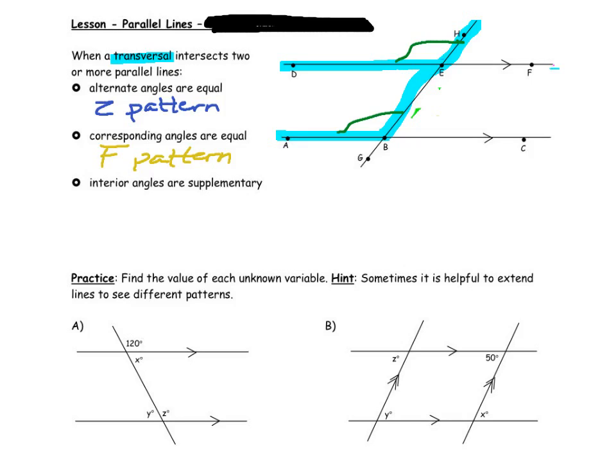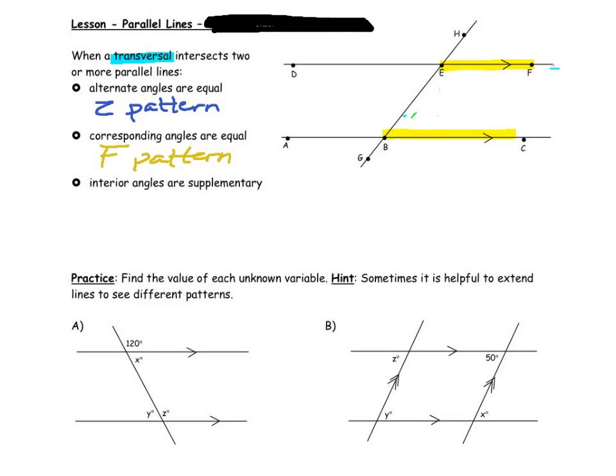So you need to know that's not called the F pattern. They're called corresponding angles, and the strategy we use to find those is the F pattern. But the reason is actually that they're corresponding angles. The last pattern is the C pattern, and it's different.